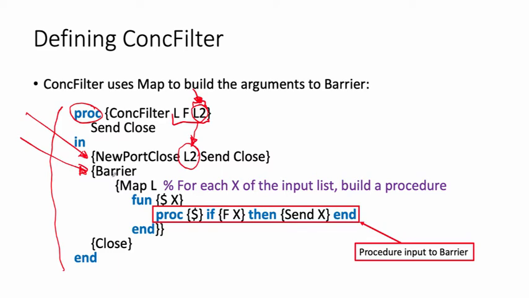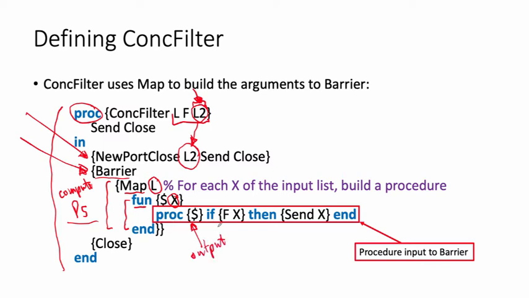So first we create a port, new port close, and then we do barrier. Now barrier takes a list of procedures. So we will compute this list. We will compute the input to barrier. So we will do a map here. For each element of the input list, we will build a procedure. So this in the red box is the procedure. This function will be run on every element of the input list, and it will output this procedure.